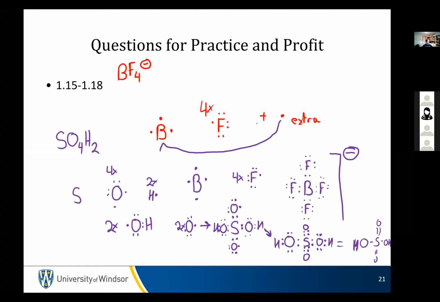What about boron being satisfied with 6 electrons? I'm going to get to that. Boron can do 6 electrons. Boron can do 8 electrons. It can do both.